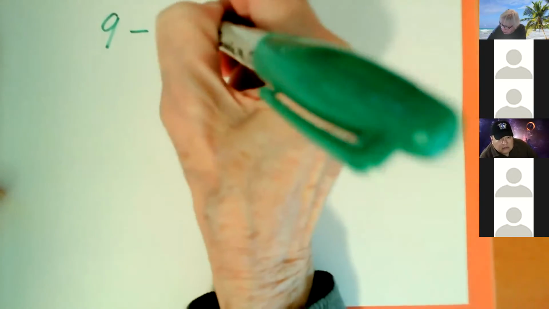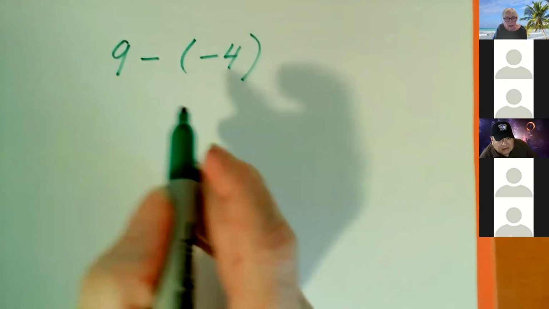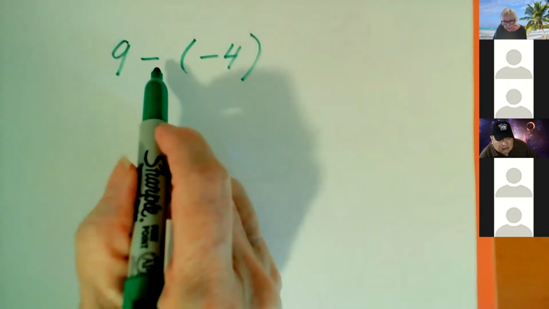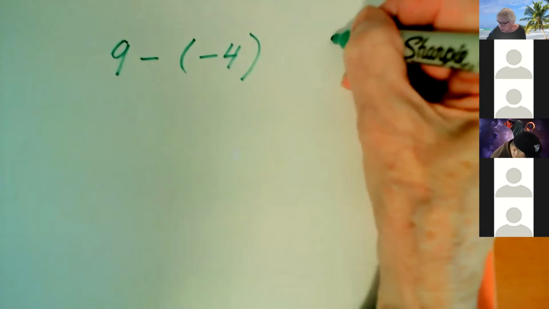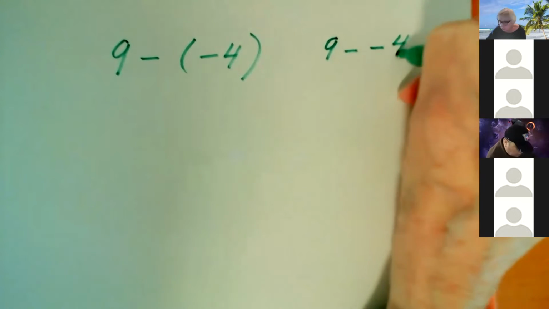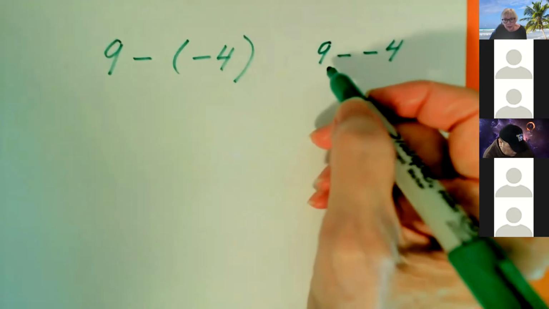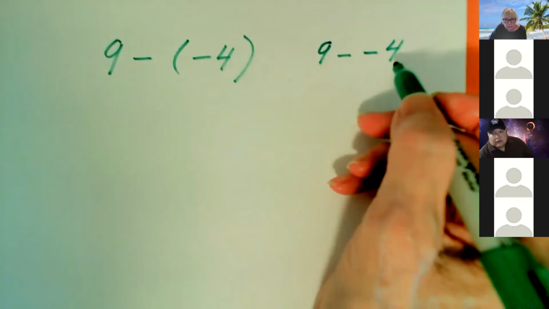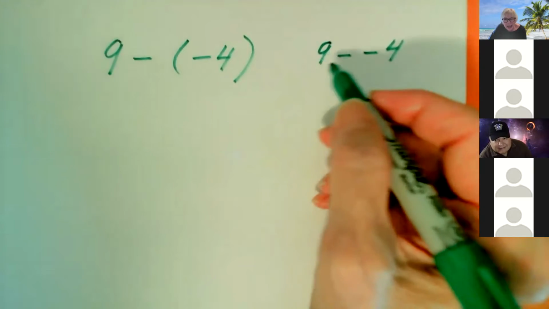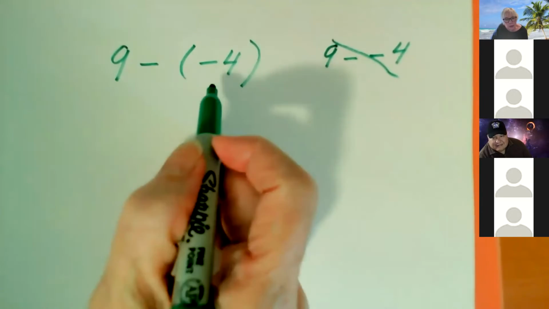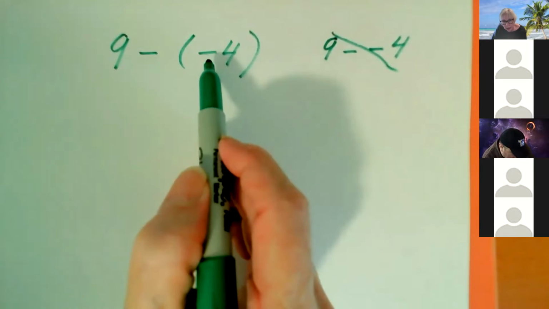Now 9 subtract -4. It's clearly subtract. Look at how funny this would look without the parentheses. Let me just show you. See what that looks like? Doesn't it look like somebody got carried away? I don't like that. But this, now you can clearly see it was 9, it was subtract, it was -4.